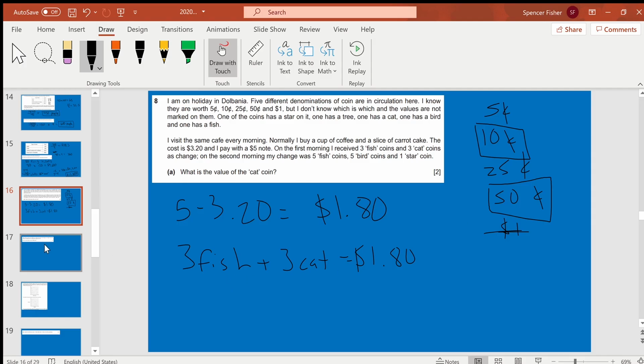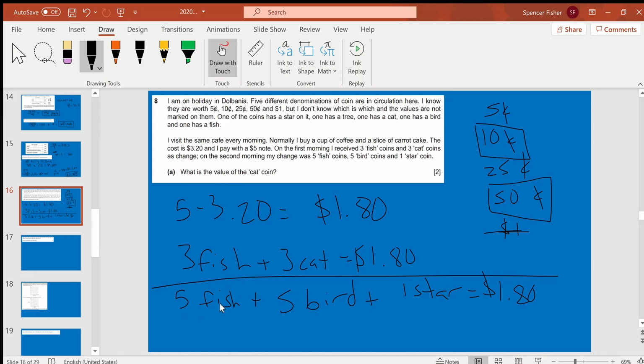Now, if we bring it to the next part of the problem, so from here, we know that it's 5 fish plus 5 bird plus 1 star also equals that same $1.80. So now we're looking at, again, we know that fish has to be either 10 cents or 50 cents because we have fish and a cat here. So if one of them's 10 cents, the other one's 50 cents. And right now we don't have a cat in this equation.